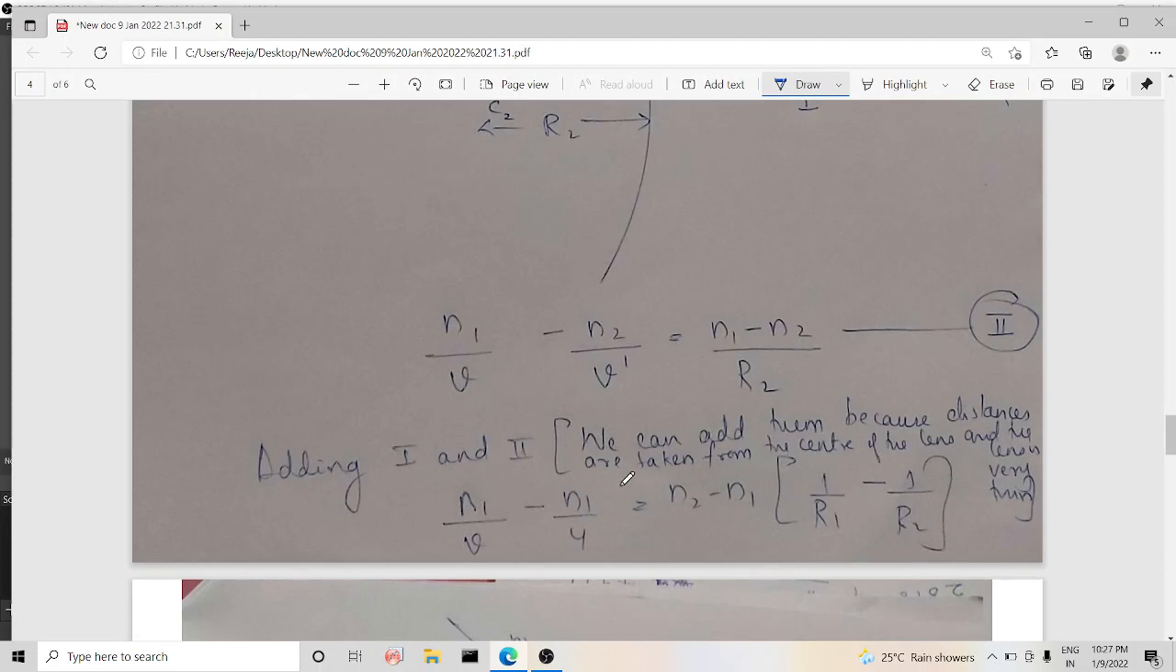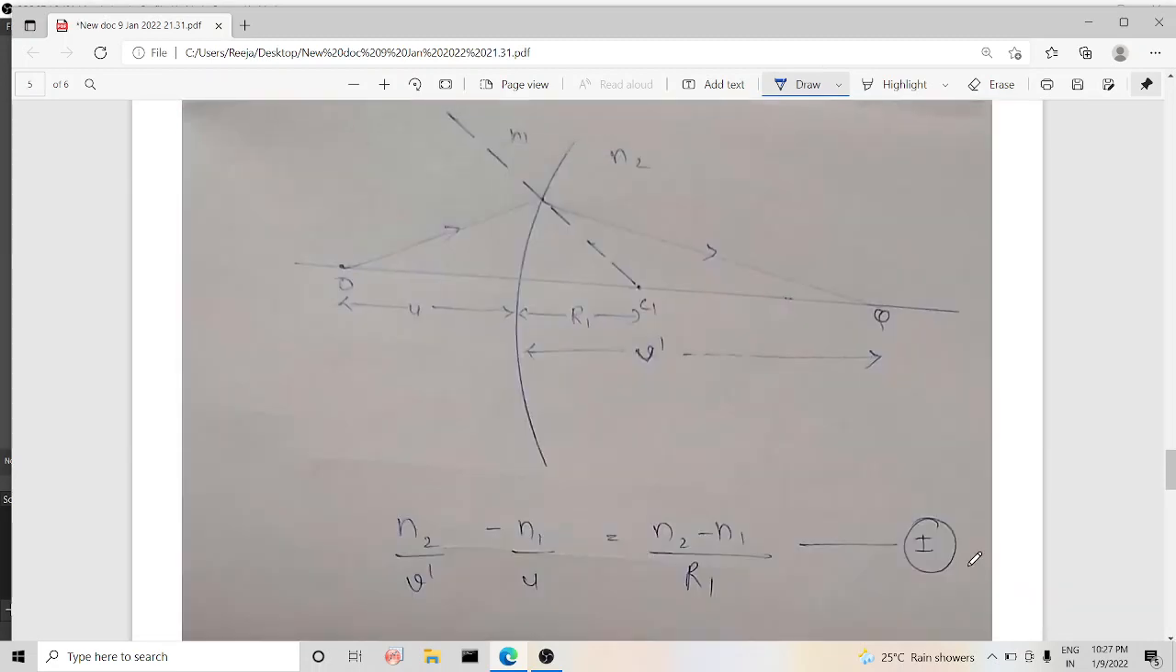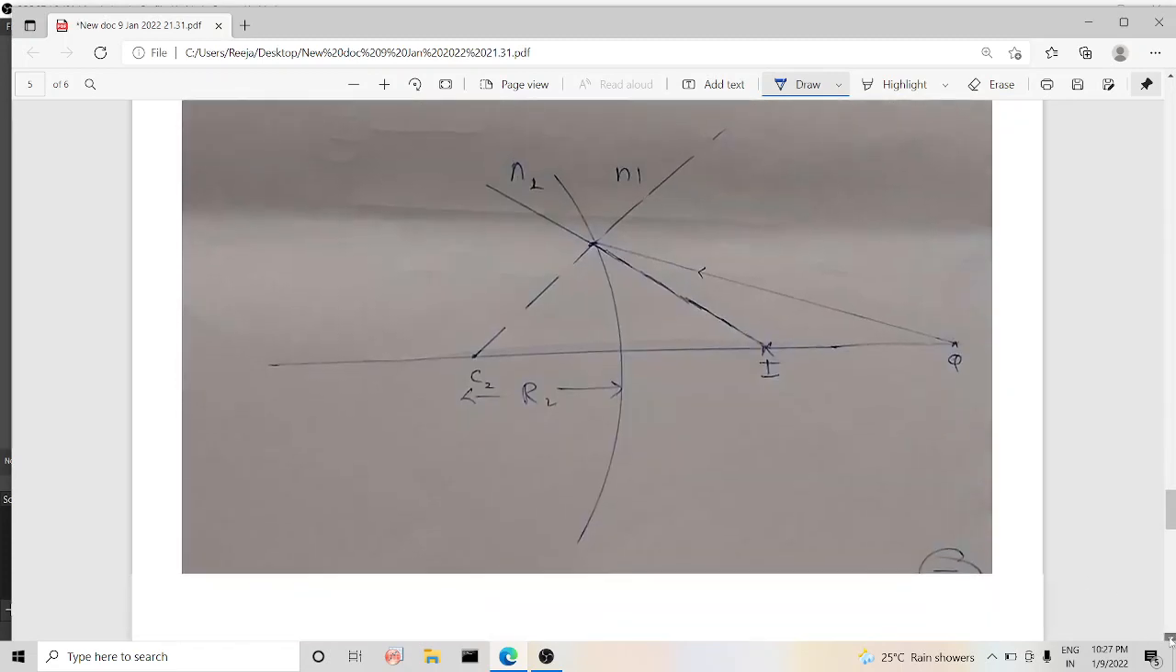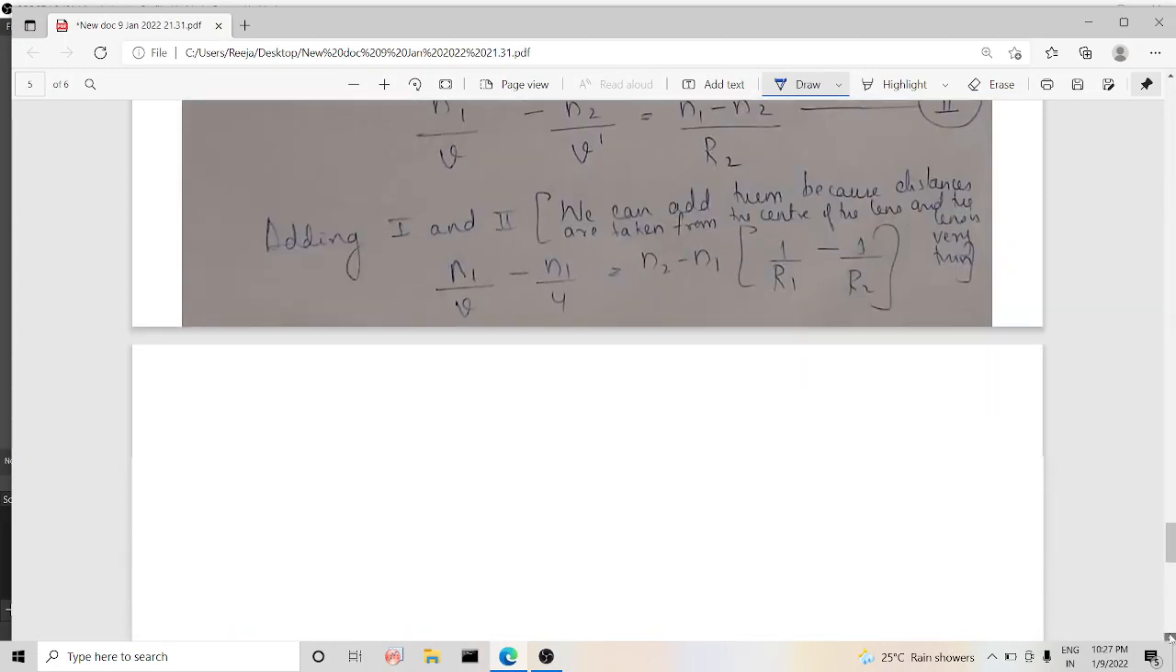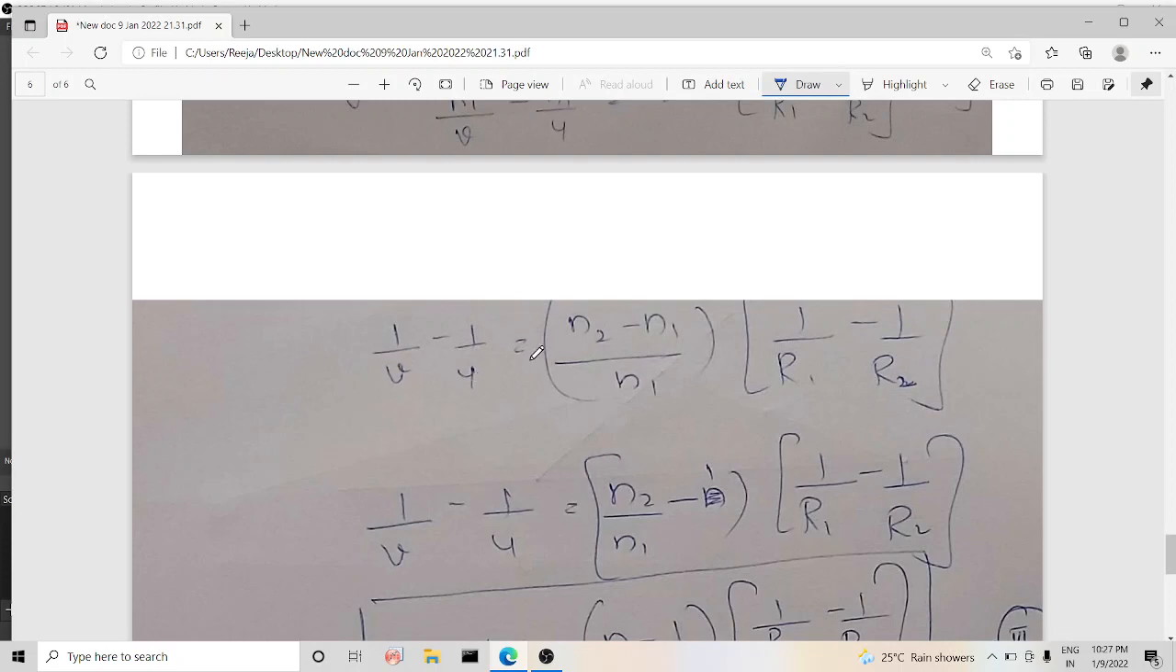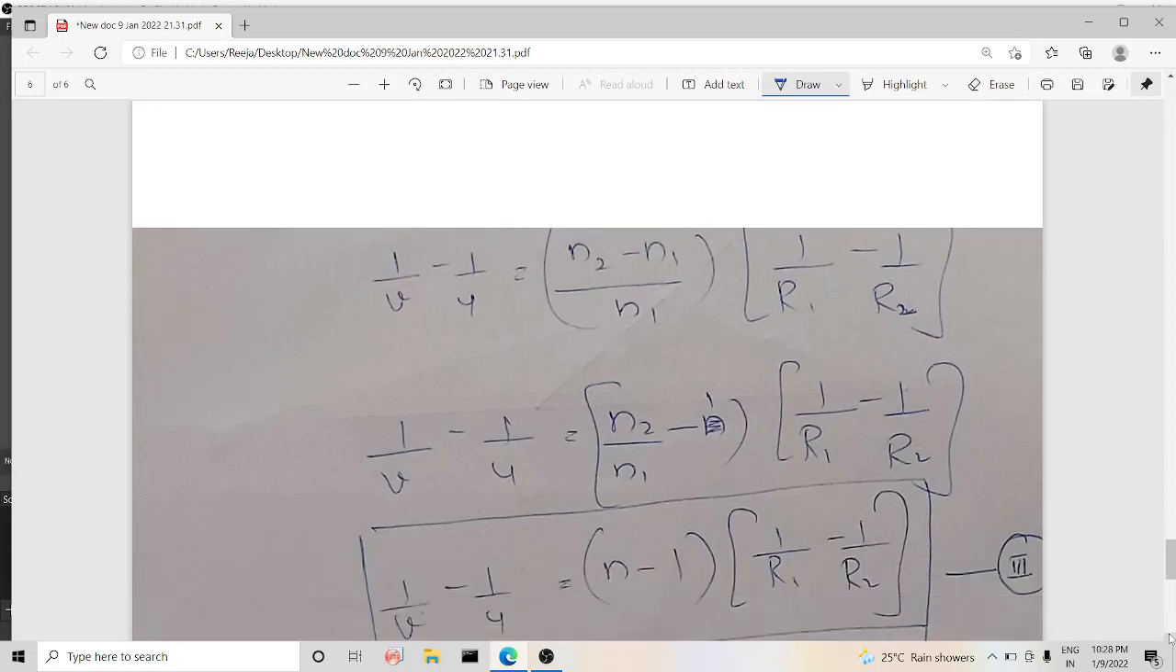I take N1 common factor out from both these sides, and I bring it to the RHS. So it becomes 1 by V minus 1 by U is equal to N2 minus N1 by N1 into 1 by R1 minus 1 by R2. So the equation becomes, this is our first part, this is the second refracting surface. So our final equation is 1 by V minus 1 by U is equal to N2 minus N1 by N1 into 1 by R1 minus 1 by R2, or, dividing both these terms by N1, 1 by V minus 1 by U is equal to N2 by N1 minus 1 into 1 by R1 minus 1 by R2. N2 by N1 can be written as simply N.